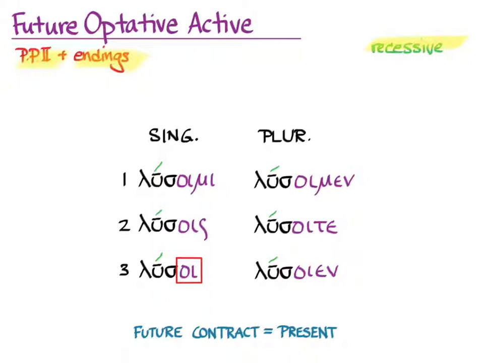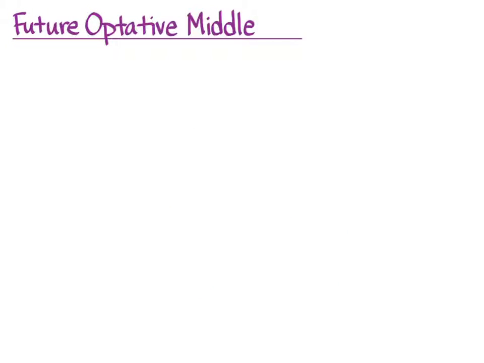If you have a future contract, something that's epsilon or alpha contract in the second principal part, you will follow the same contraction rules that you have for the present optative active, including the alternate forms. But those should be easy to recognize and shouldn't present much problem. Now let's go on to the future optative middle.